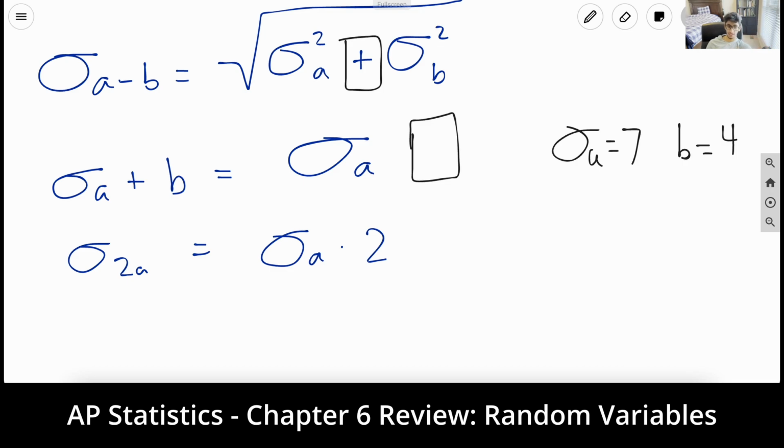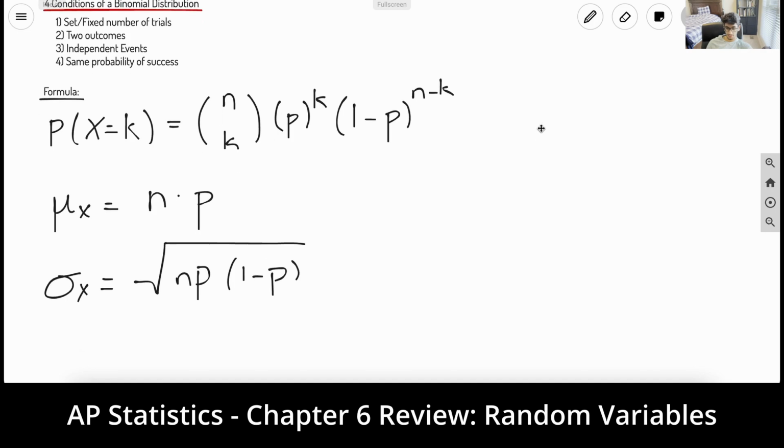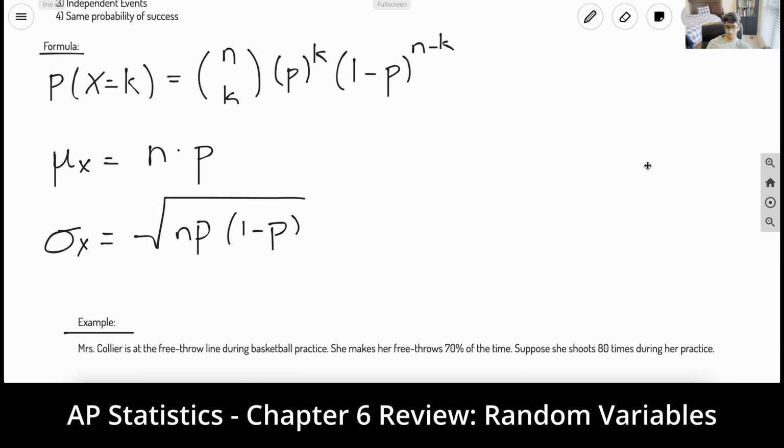Binomial probability. The 4 conditions for a binomial distribution are: number 1, there's a fixed number of trials; number 2, there are 2 outcomes; number 3, independent events; and number 4, there's the same probability of success for all of the trials. So the formula for a binomial distribution is this. And then if you want to find the mean, it's n times p, and the standard deviation is the square root of n times p times 1 minus p. All right, so let's do an example.